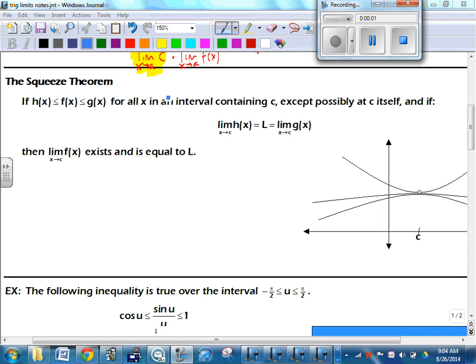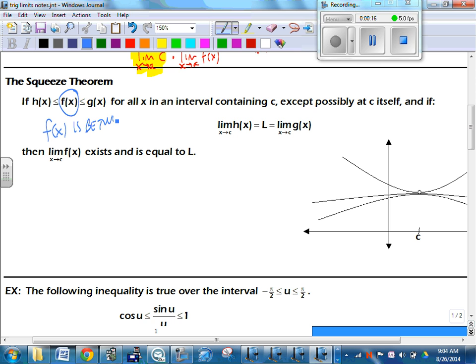Let's kind of translate that. What does all that say? First part here, f of x is greater than or equal to h of x, but less than or equal to g of x. So basically, f of x is between the other two functions.